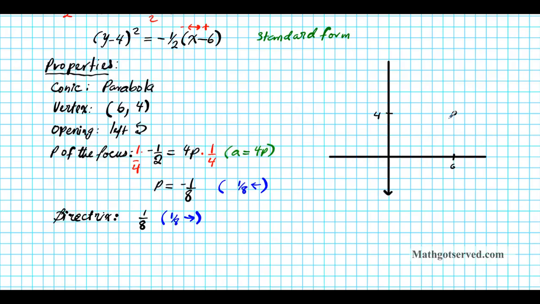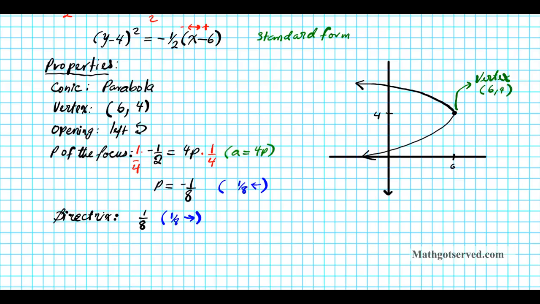Now the parabola opens to the right, so this is just a sketch. A parabola looks something like this, opening to the right. Now let's label our parabola. Let's start off by labeling the vertex. This is the vertex right here, and the coordinates of our vertex are (6, 4).